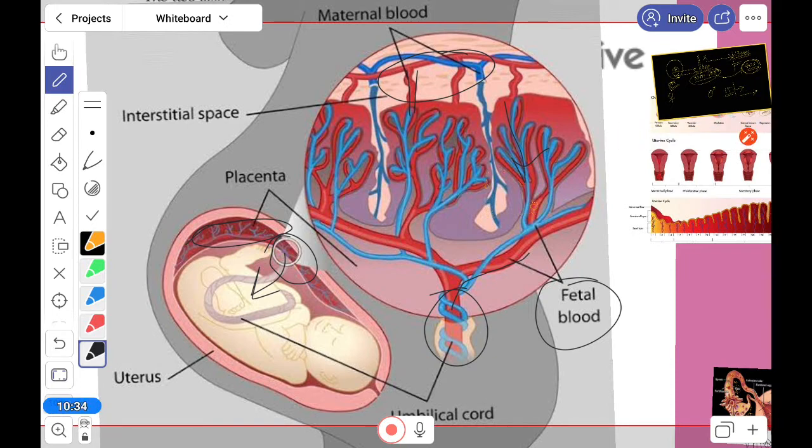The fetus will get all the food, nutrition, oxygen, everything from the mother. So just know that the placenta is a physical connection between the mother and the embryo or the fetus. All right.